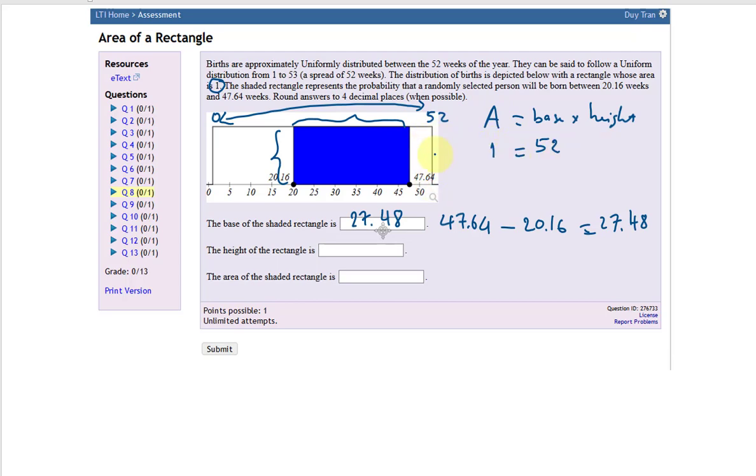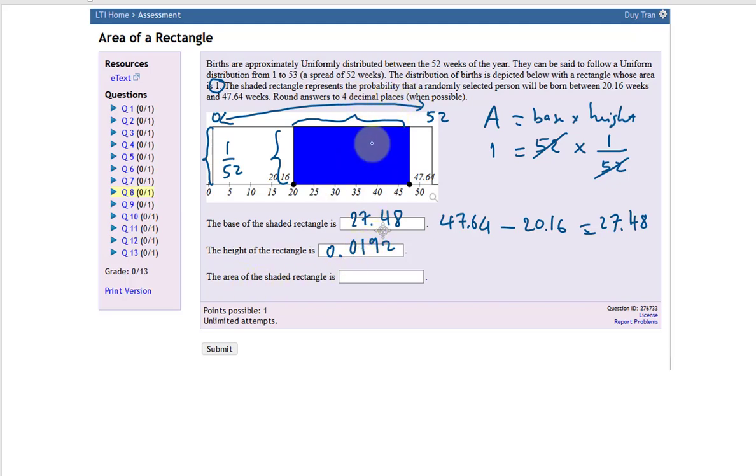So how do I find the height? The height of the big rectangle is the same as the height of the blue rectangle. They are the same height. In order to multiply something to get 1, I have to multiply by 1 over 52 for the height, so that the 52s cancel and you get 1 for the area. Therefore the height should be 1 over 52. And 1 divided by 52 is 0.0192 to 4 decimal places.